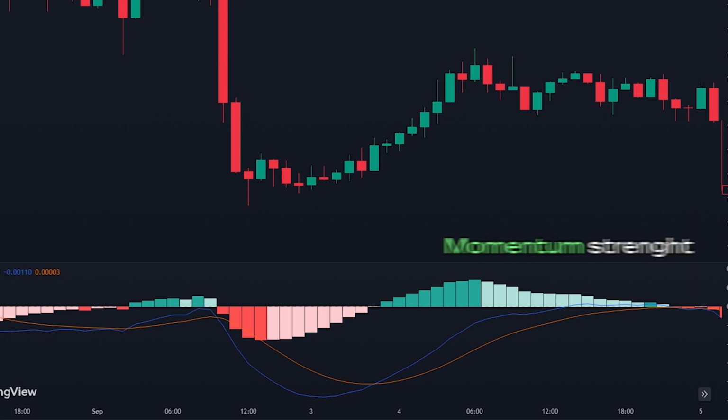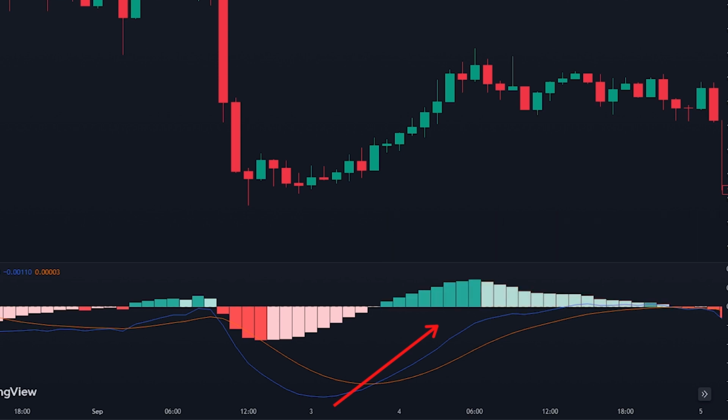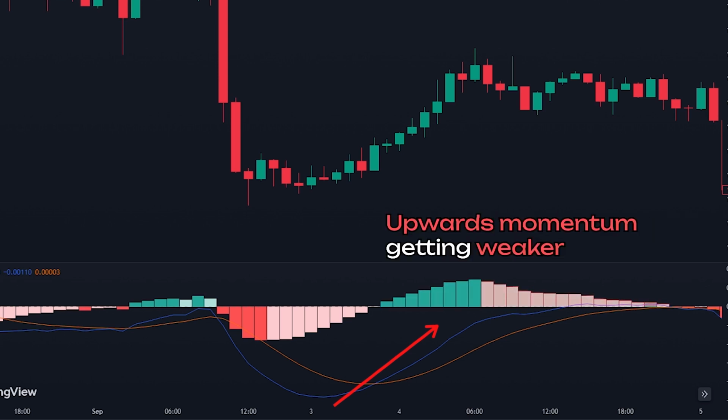Traders can assess the momentum strength by observing the histogram size. If the MACD crosses above the signal line while the histogram is getting larger, it indicates a strengthening upward momentum. Similarly, a histogram getting smaller in size tells us about a weakening upward momentum.